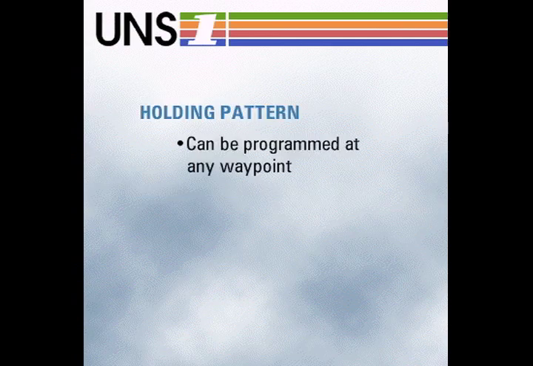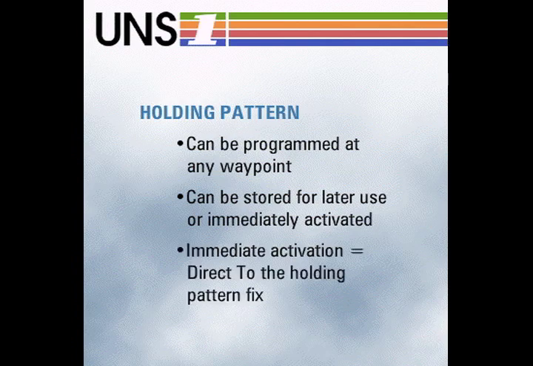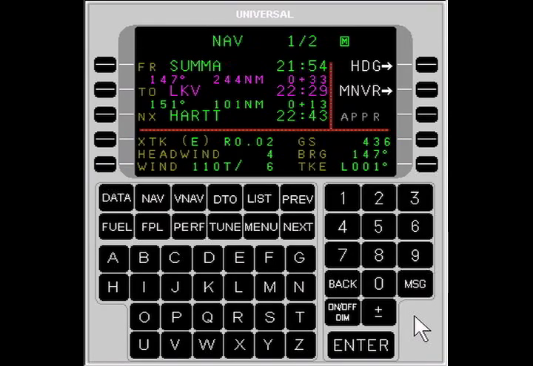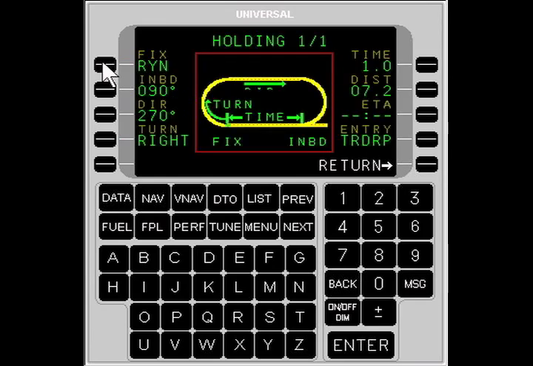You can program a holding pattern at any waypoint on or off the flight plan. You can store it for later use or activate it immediately. Immediate activation results in a direct to the holding pattern fix. Here's how to program a holding pattern. Begin by pressing the line select key adjacent to MNVR maneuver to access the MNVR page. Next, press the line select key next to holding definition to access the holding pattern page.